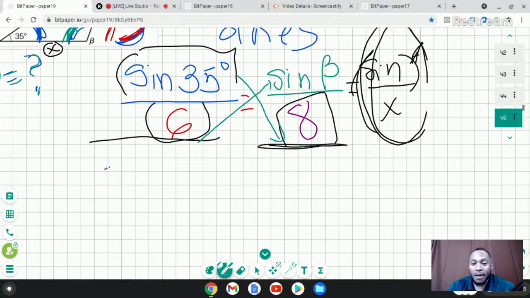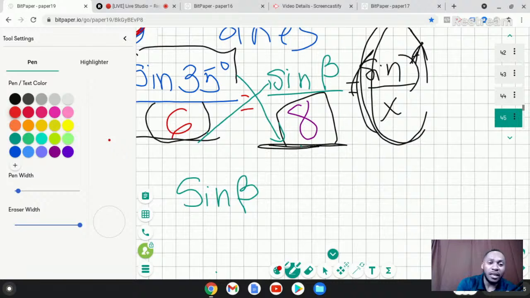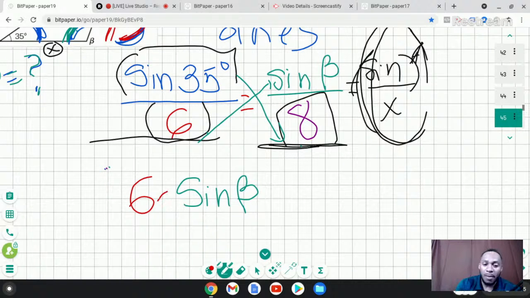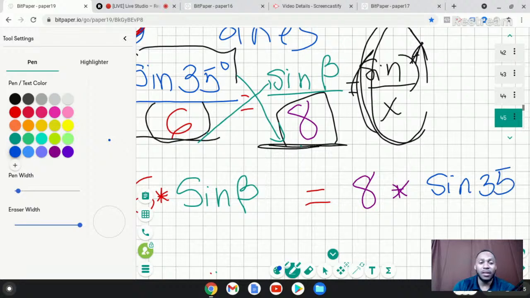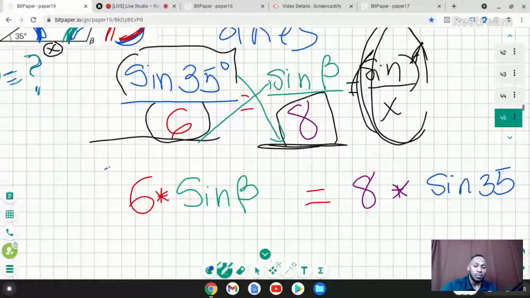I'm going to put everything in the same color. Since I'm using green right now, I'll write sine of beta first. But this sine of beta gets multiplied by 6, which is in red. 6 multiplied by sine of beta. I color code them so you can understand what we're doing, is equal to 8, which is in purple, multiplied by sine of 35, in blue. We didn't do anything magical about this. We just cross multiply. We multiply this by this, and we multiply this by this.